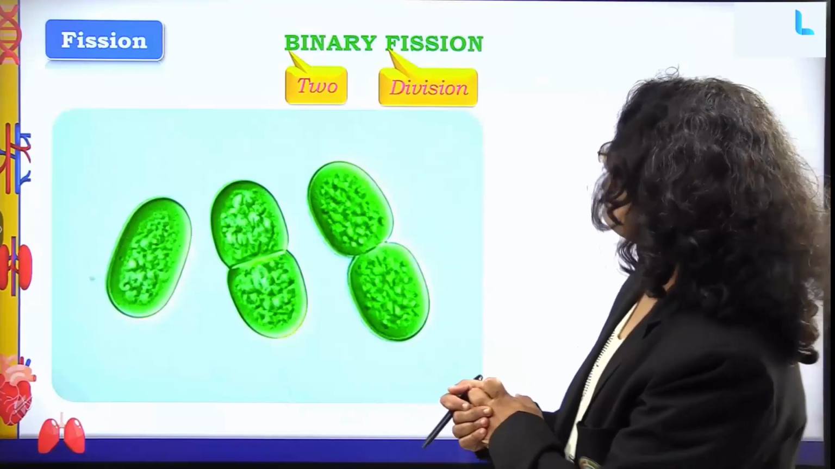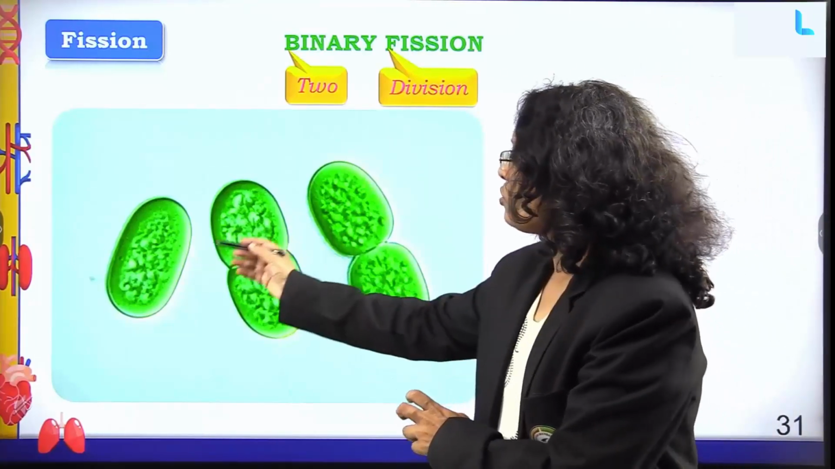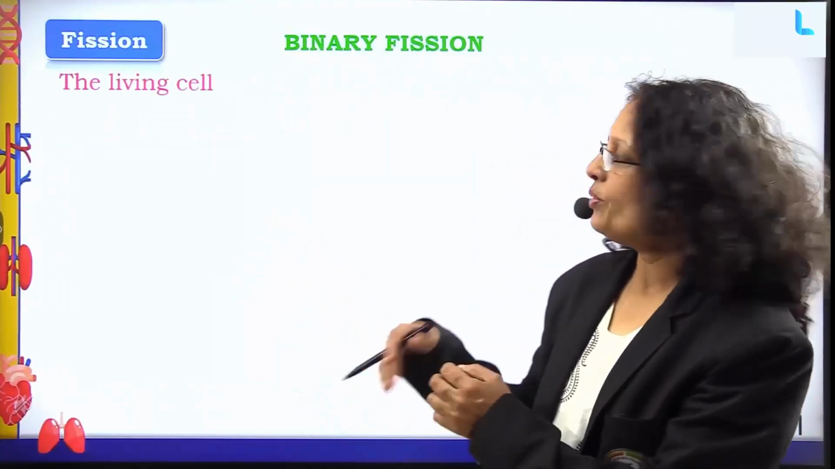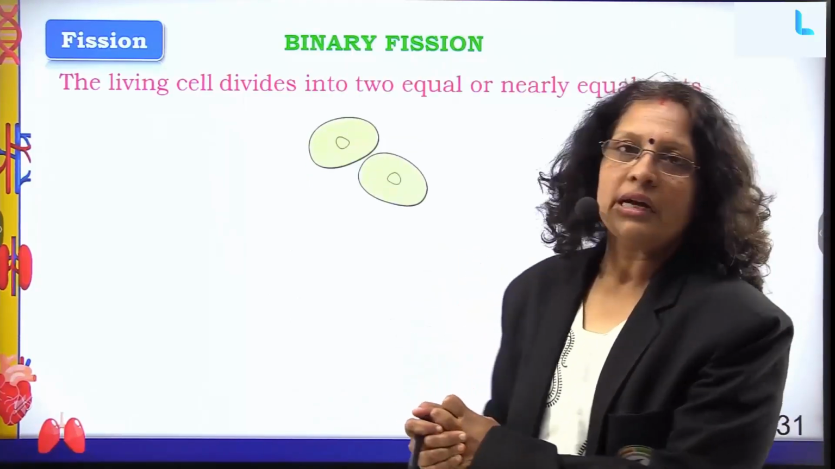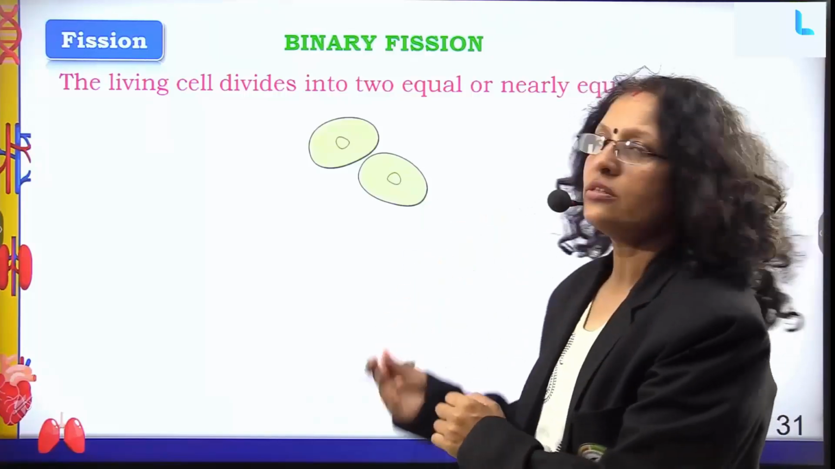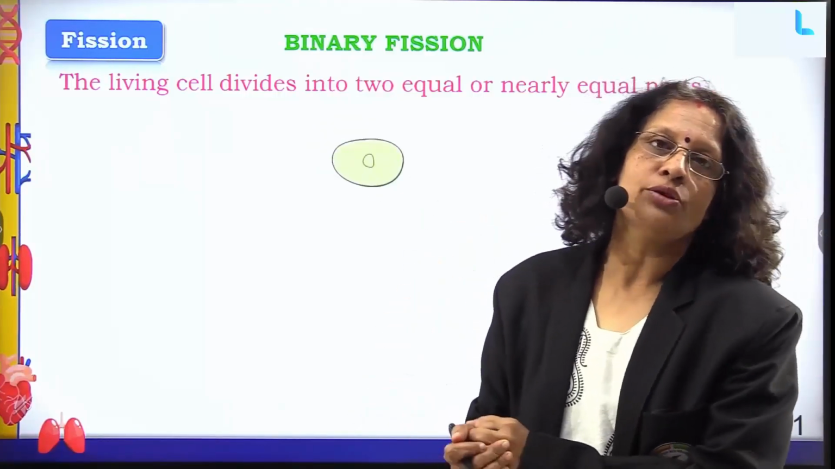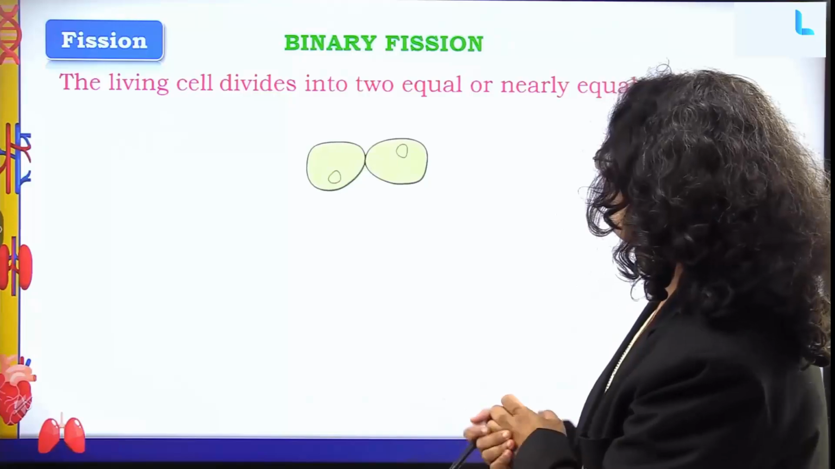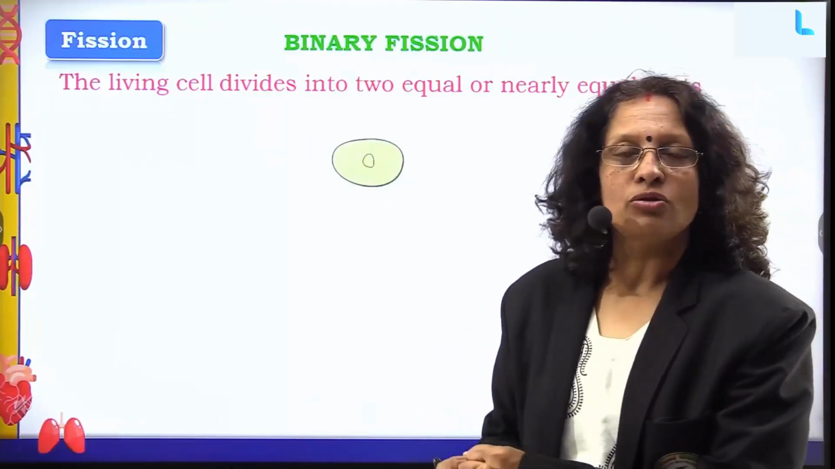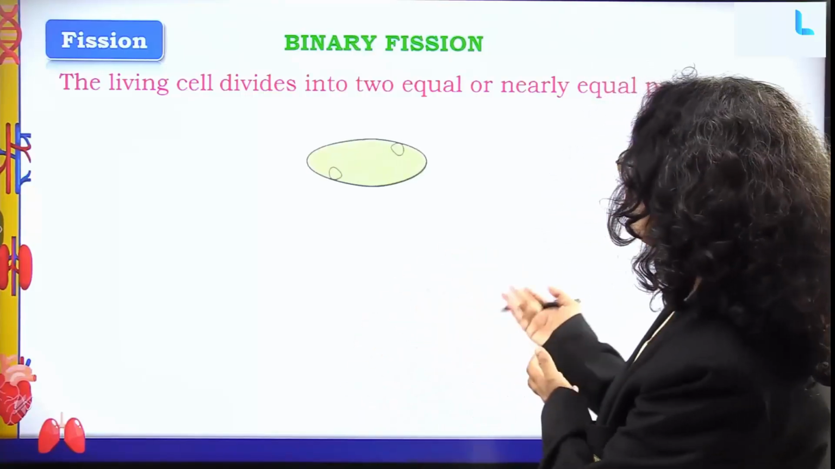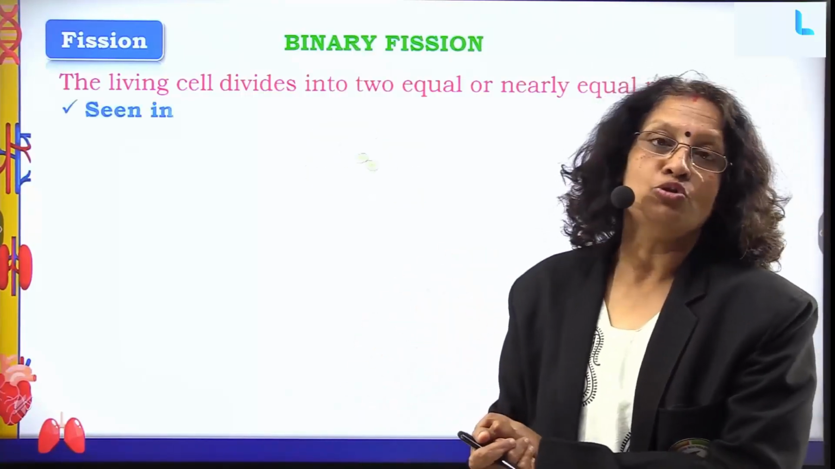Fission is binary fission, one dividing into two. So one cell is divided into two, those two will divide into four, like that. So a living cell divides into two equal or nearly equal parts. So like that two cells are generated. That is called parent nucleus to daughter nuclei. Okay, so now two cells are divided, and this is called binary fission. Some animals will reproduce like this to make new individuals.